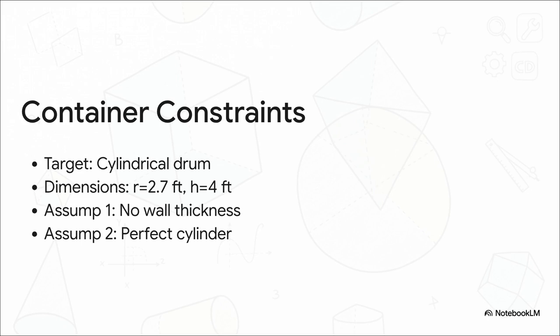In the real world, obviously, a steel drum has thick walls and it gets dented or has ridges, but to make this mathematical model work, we have to follow mathematical practice standard number 6, which is attending to precision. We have to explicitly state our assumptions up front. So, assumption 1, the container walls have negligible thickness. That just means our inside volume calculations and outside surface area calculations use the exact same radius. And assumption 2, we're treating this as a perfect mathematical cylinder. Being precise about these assumptions right from the jump is really what separates good math from great engineering.